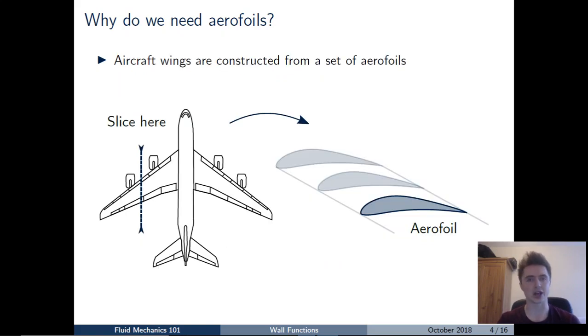Now, if we take a slice through the wing, as you can see in the diagram, what we find is that the wings are actually constructed from a set of aerofoils along the wing. And you'd find the same thing if you took a slice through a compressor blade or a turbine blade. So if we can understand how a single aerofoil generates lift, then we can extrapolate that and work out how an entire wing or an entire blade generates lift.